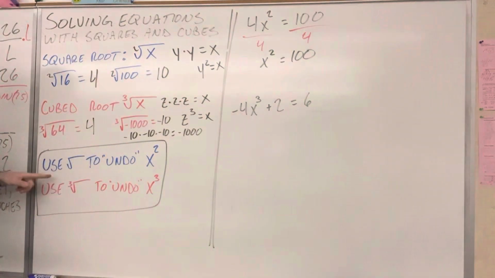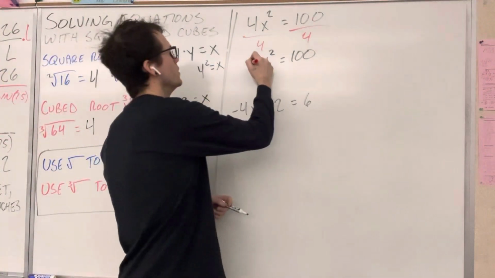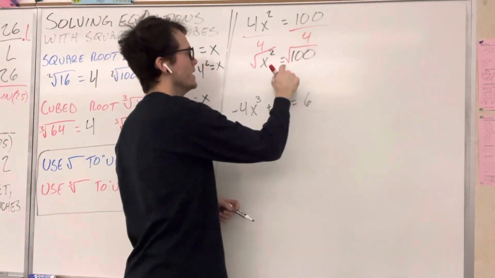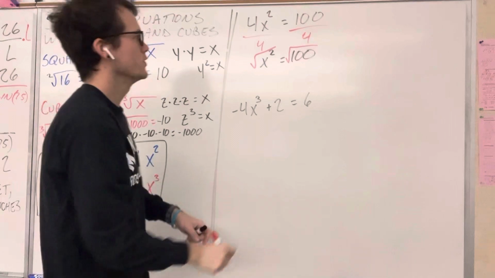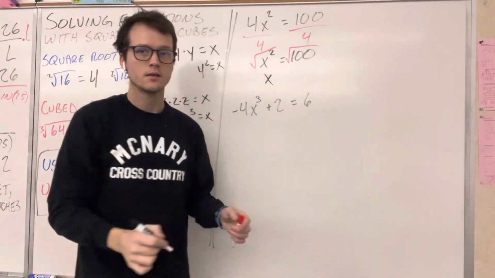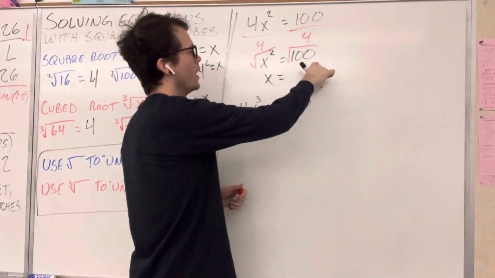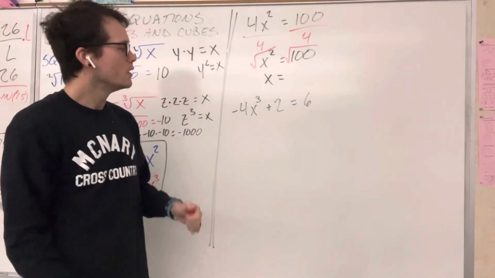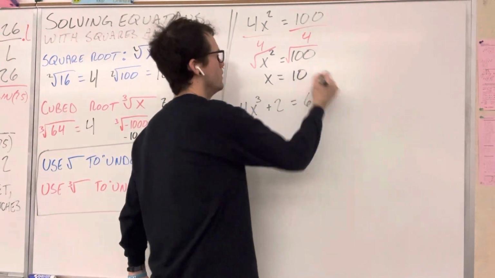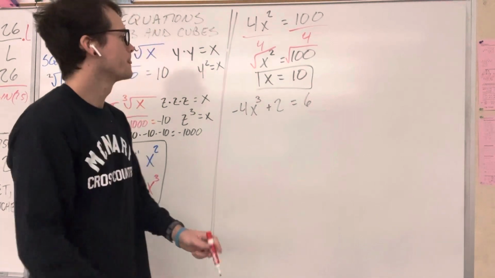Now I'm at this point. Use the square root to undo an x squared. So that means I need to square root both sides, the equal sign being in the middle. So square root both sides. Square root of x squared is x, right? Because x times x is x squared. And the square root of 100, well, that's just 10. So the solution here, we're going to call 10.